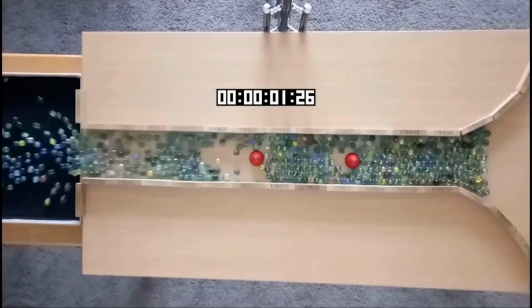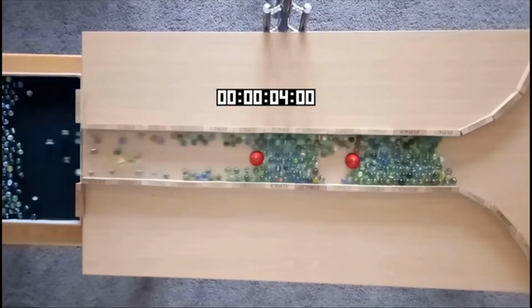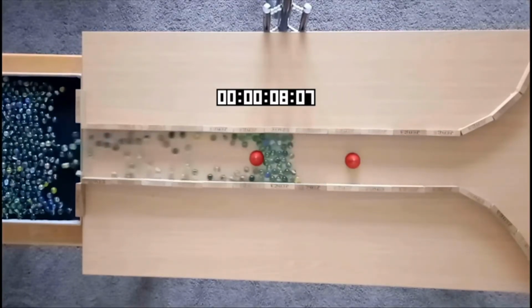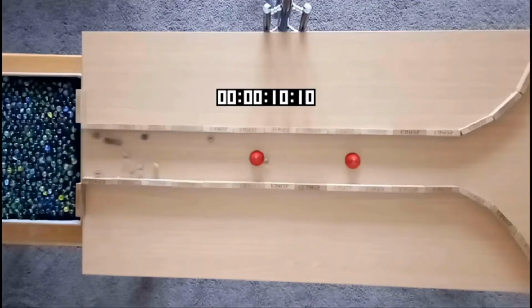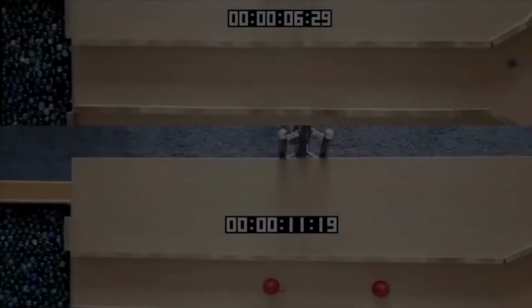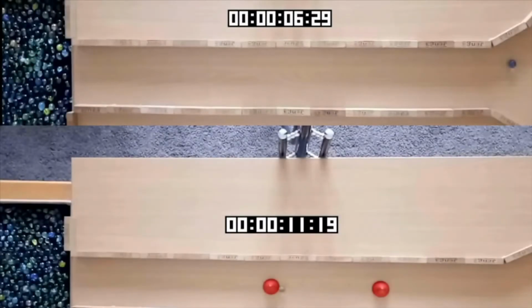Let's test this. We've increased the wire's resistivity by adding in obstructions, just like the material's lattice structure. The electrons collide with these obstructions, impeding their flow. This time, they took 11 seconds to pass through the wire. We've decreased the current while increasing resistance.